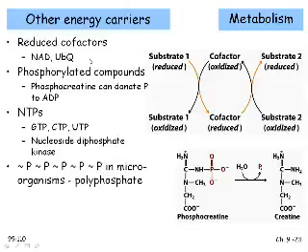There are reduced cofactors. NAD and ubiquinone are both compounds that can be reduced and carry energy that way. So you have some substrate that's in the reduced form and relatively energy rich. If it transfers its electrons to the cofactor, now the cofactor is reduced and has a good deal of the free energy available in it. There are phosphorylated compounds that have high energy bonds.